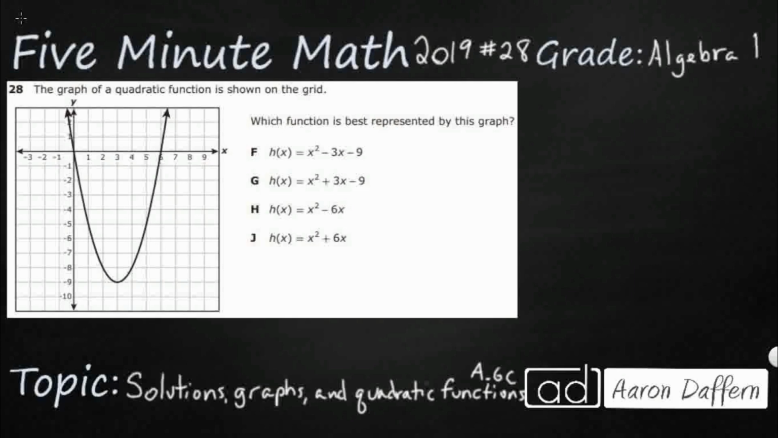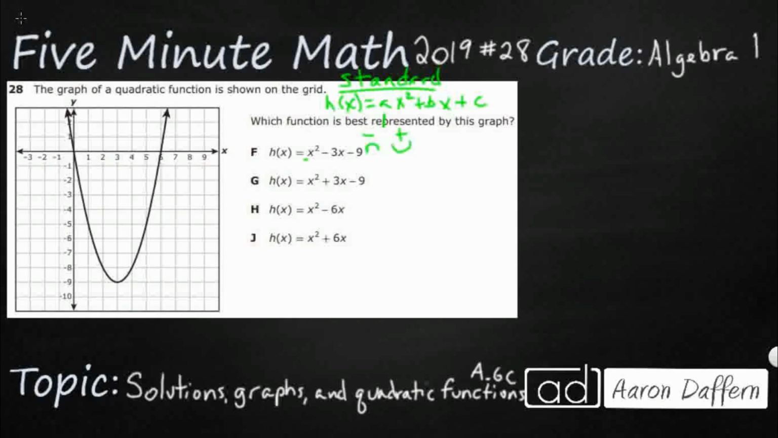So we have a quadratic function graphed for us, and we need to find which of these functions best represent that. So really what we're looking for is a quadratic equation written in standard form. So this is where we get our h of x equals ax squared plus bx plus c. And we do know something from this form. We do know that if a is negative, it's going to be a downward opening quadratic function. This is an upward opening, which means it needs to be positive.